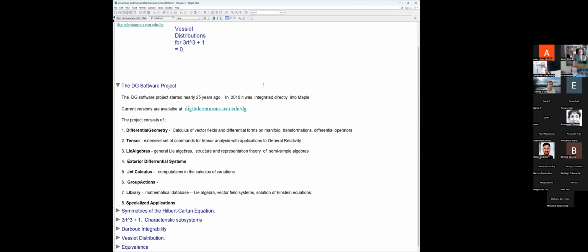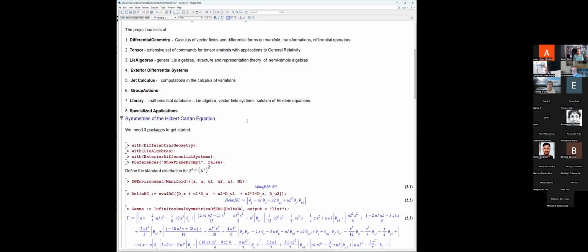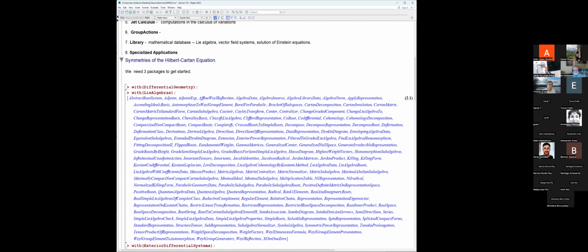So for the demonstration I prepared today, I'll just do a couple of examples. Okay. So I'm going to load in the packages. I'm going to show you this one here. So you can see that I think there's over 100 commands inside the Lie algebra package. It's got a lot of stuff in there.